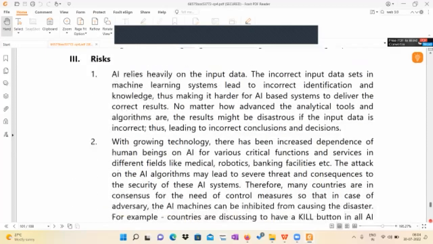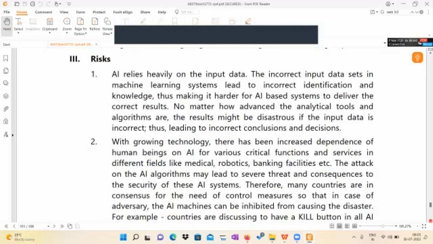Coming to this, we know that garbage in, garbage out is the aspect used by computers for processing. It means whatever data you have given, accordingly the output will be given in that manner. If the input data you have given is incorrect, then the output will also be incorrect. So care has to be taken while giving the input data.